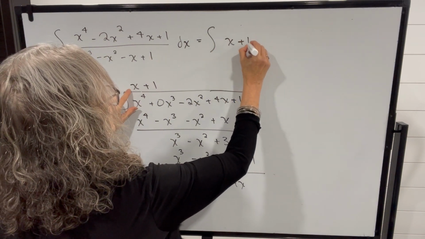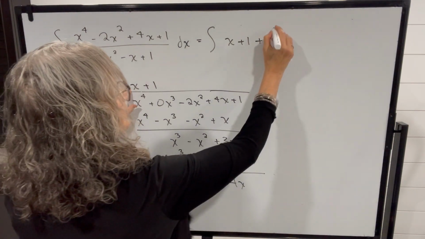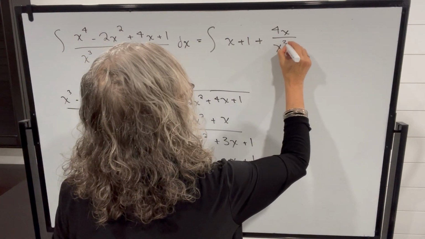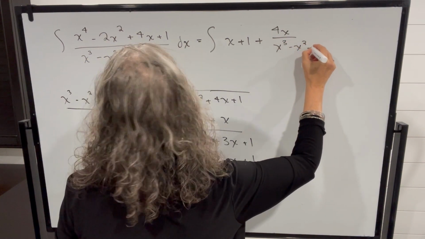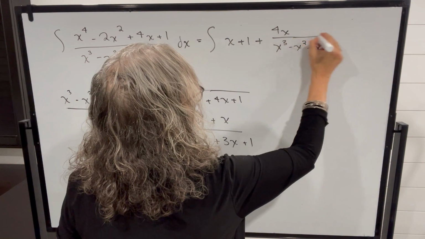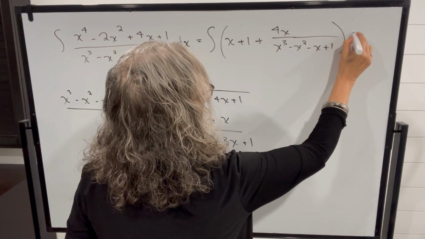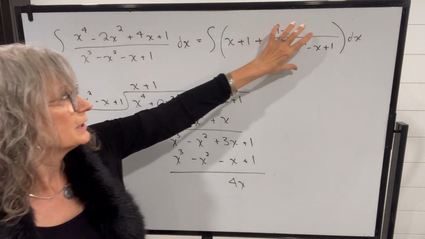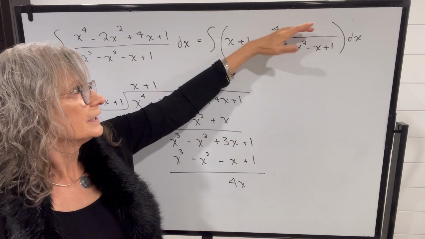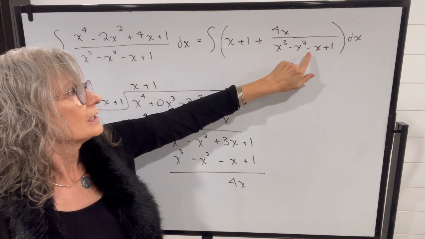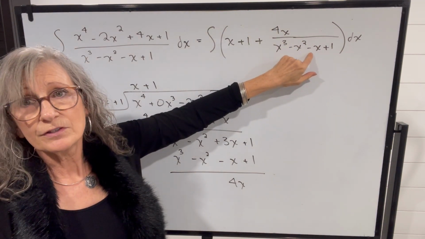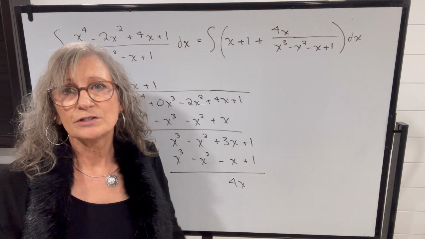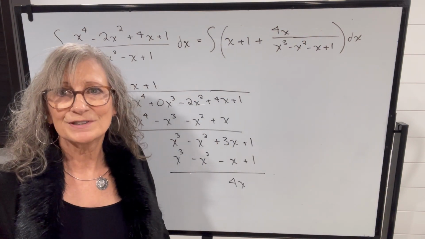Therefore, instead of this fraction, we can write it as x plus 1 plus the remainder over our divisor. And we know how to integrate this term and this term, but now we have a rational function. This is factorable, we're going to factor this, and so we're going to have a rational function that we can break down into its partial fractions and then integrate those.